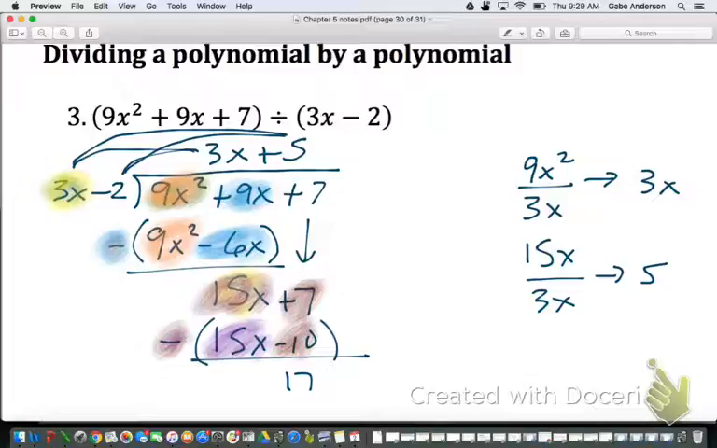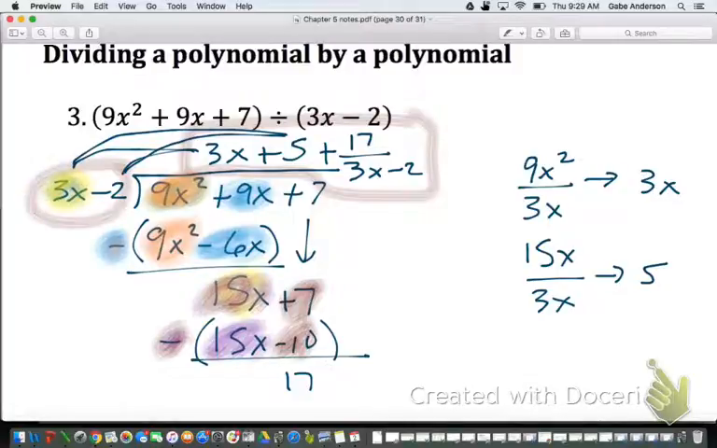So 17 is the remainder, right? That's exactly what we do. We put the remainder over the divisor, so it'd be 17 over 3x minus 2. So our whole answer, boxed up here on the top, is 3x plus 5 plus 17 over 3x minus 2. You always put it over the divisor, because you can't divide it any further.